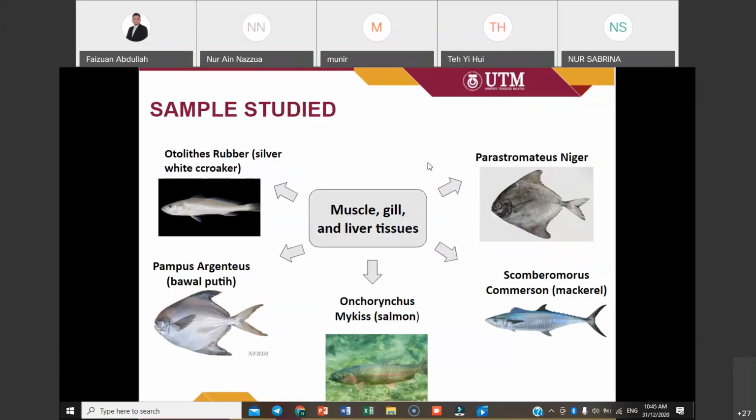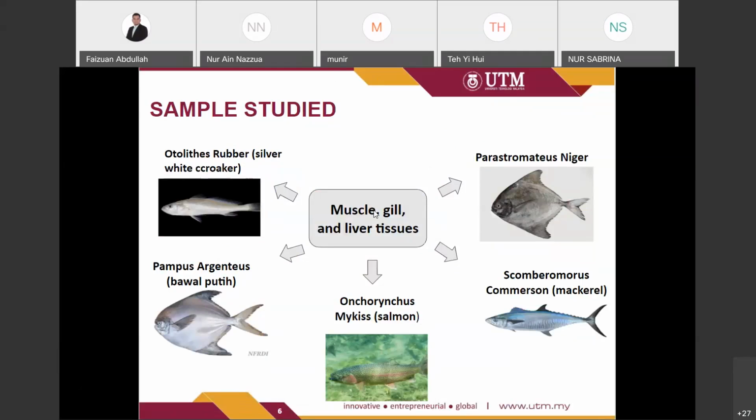Okay, for the sample study, we studied the muscle, gill, and liver tissue in those fish, which are Otolithes ruber, Pampus argenteus, yang kita tahu sebagai bawang putih, Oncorhynchus mykiss salmon, Parastromateus niger, and Scomberomorus commerson mackerel.